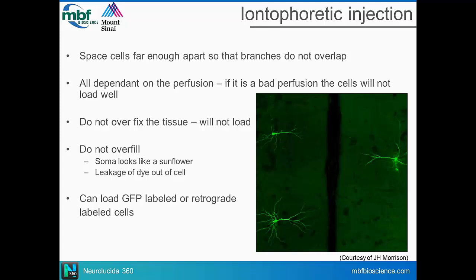And here's a beautiful image from John Morrison's group at Mount Sinai showing neurons in a macaque monkey spaced apart so that there's no overlap in dendritic segments. It's easy to trace. When it comes to doing a full neuron reconstruction or full neuron imaging, there's no interference from any other cell. As I mentioned before, it's dependent on the perfusion.